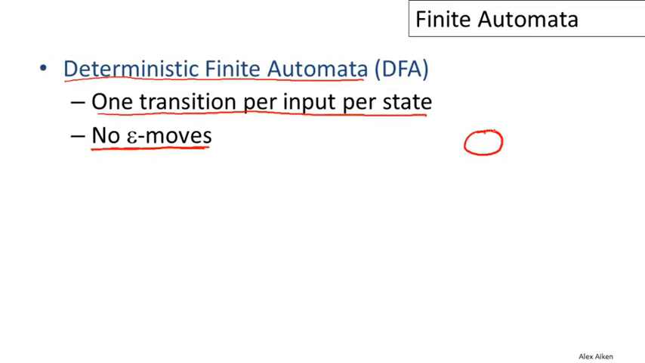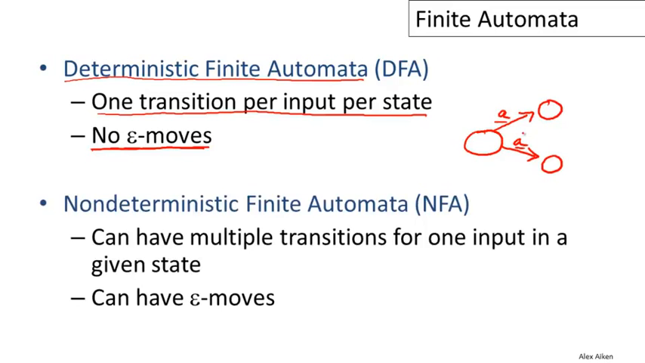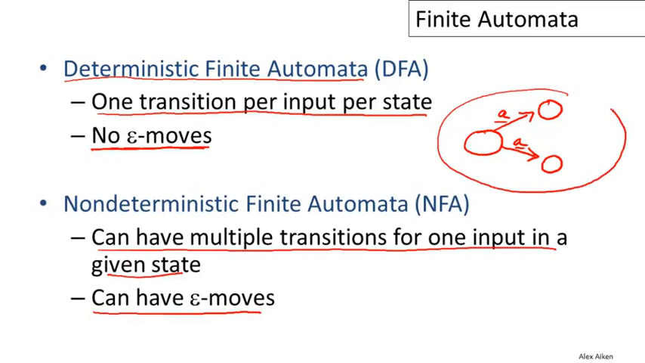That means that if I look at any state in a deterministic automaton, they can never have something like this, where they have two possible moves for the same input. All the outgoing edges in a deterministic automaton must have different input labels. And then non-deterministic finite automata are just those that are not deterministic. So in particular, a non-deterministic automaton can have epsilon moves, so it can choose to move to another state without consuming input. And they can also have multiple transitions for one input in a given state. So something like this is okay for a non-deterministic automaton.